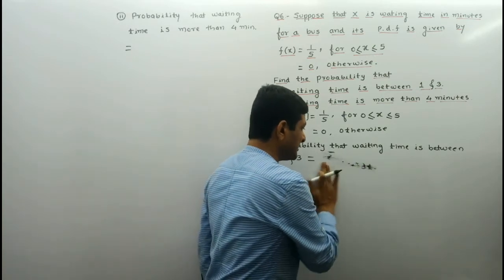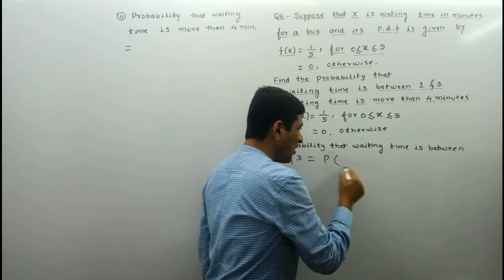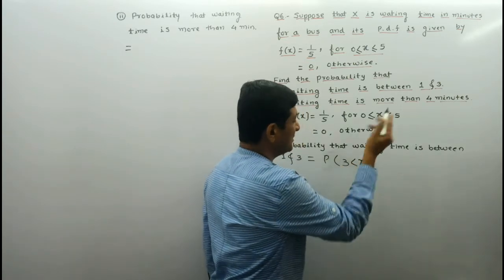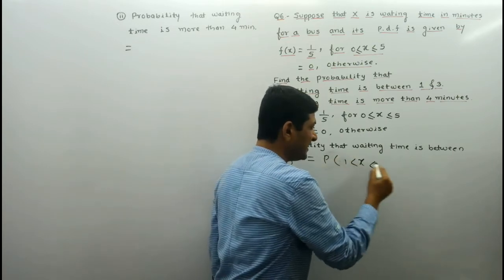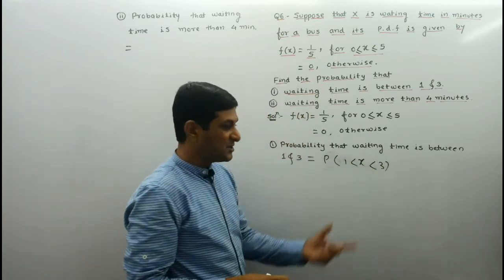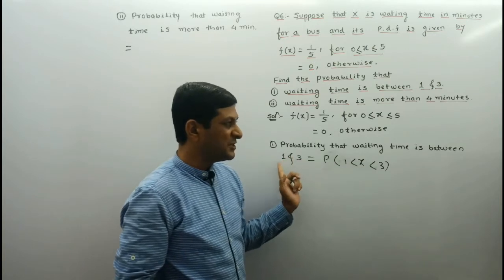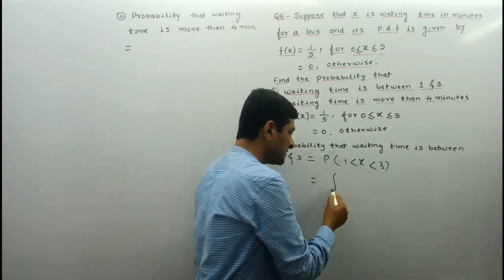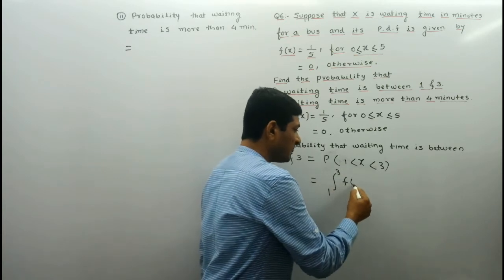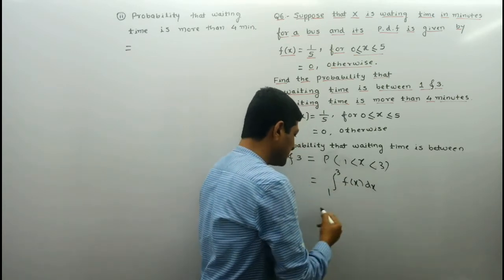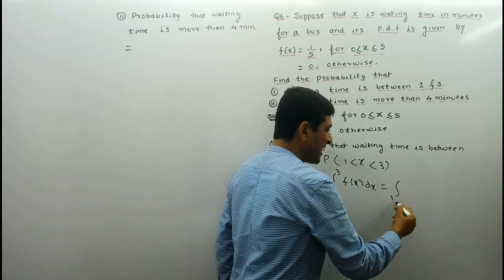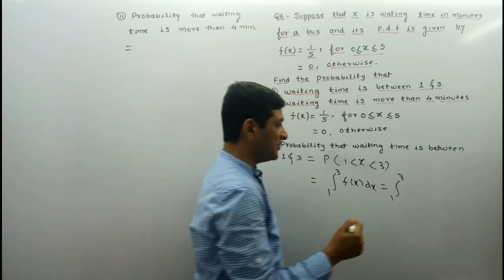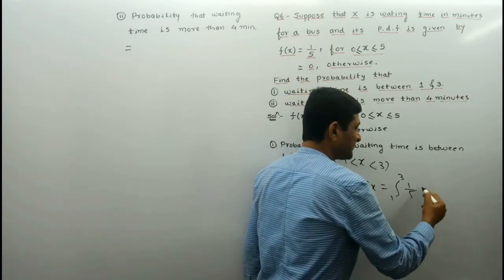Otherwise it can be written in this way also, that p of x greater than 1 and less than 3. Hope you are getting it. So this will be our required probability that waiting time is in between 1 and 3 minutes. So which is equal to, limits are from 1 to 3 f of x dx. Better way, substitute this value of f of x in between 1 and 3, it is 1 by 5. It is given to us, 1 by 5 dx.